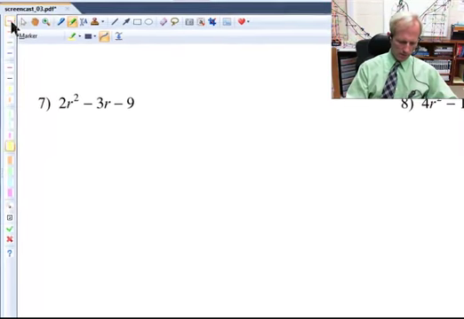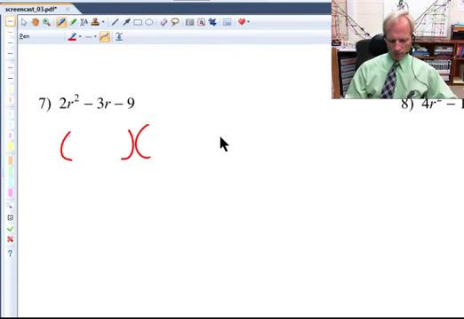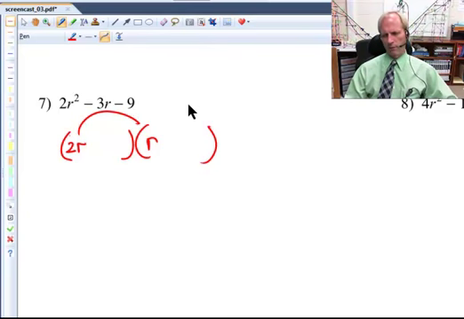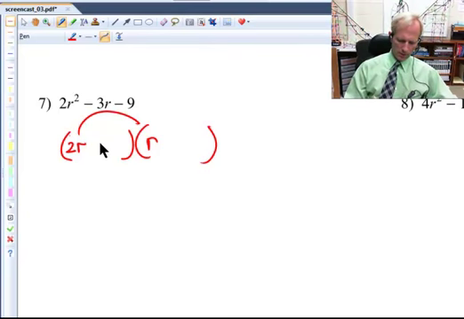Alright, number 7. This time I have a leading coefficient that is not 1, so I'm going to have to do a little guesswork here. So I know that the firsts need to multiply together to be 2r squared. And I know that the lasts need to multiply to be negative 9. So I'm going to try a positive 3 and a negative 3, even though I could try 1 and negative 9 or negative 9 and positive 1. But I just have a feeling it's going to be positive 3 and negative 3. So let's put in the negative 3 here and the positive 3 there.